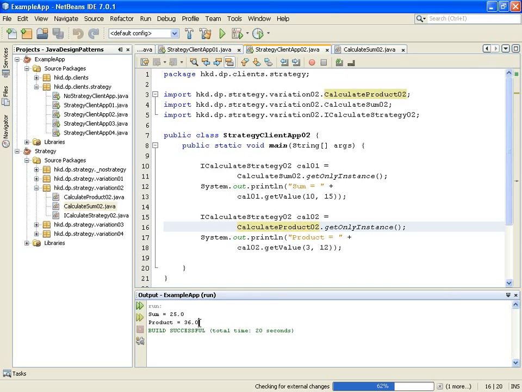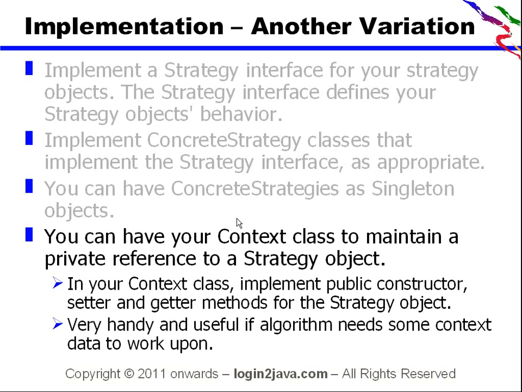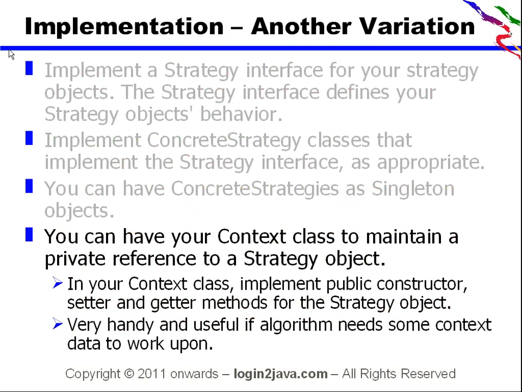So let's see the output. The same output will be there. Now another variation that can be possible with the strategy: you can have your context class to maintain the private reference to strategy object.